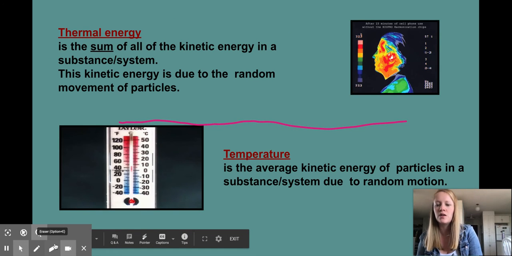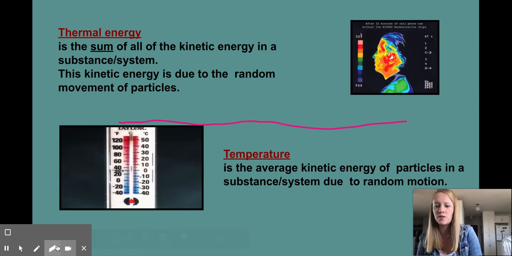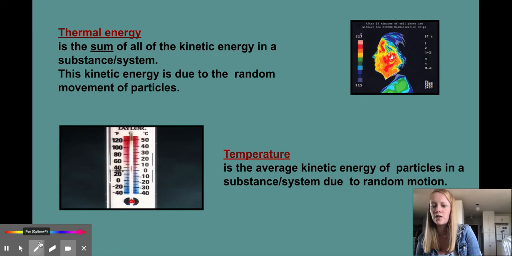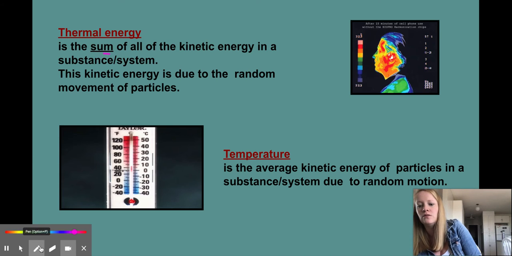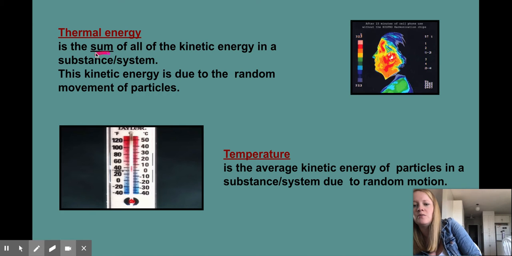These are our two definitions we're going to focus on today. And these are actually right out of your textbook. They should look familiar from Science 7, actually. And what is thermal energy and what is temperature? So thermal energy is the sum of all the kinetic energy in a substance or a system.